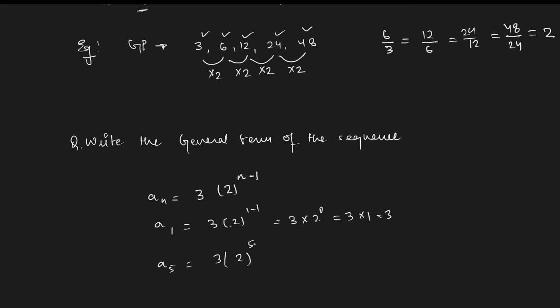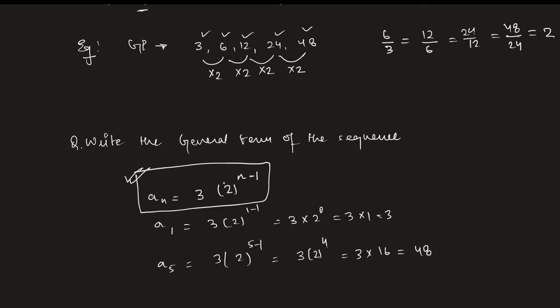So fifth minus 1 is 4, so 3 times 2 to the power 4. 2 to the power 4 is 16, and 16 times 3 is 48. Okay, so this is my general term formula for the given sequence. With this formula, I can calculate the value at any given point.